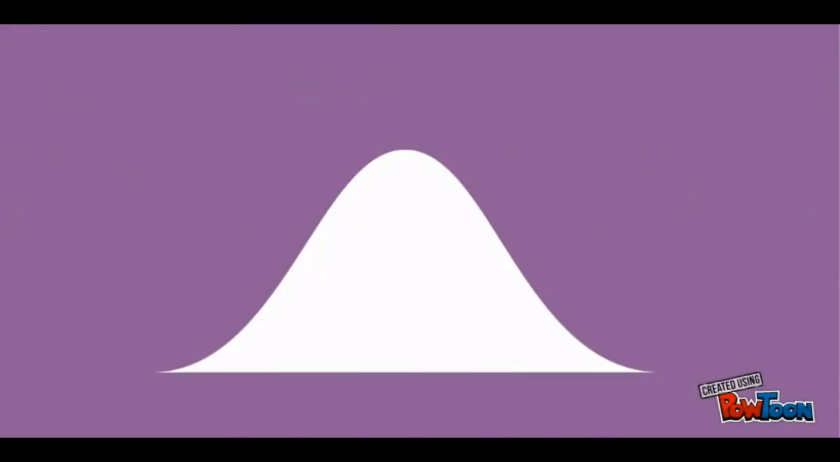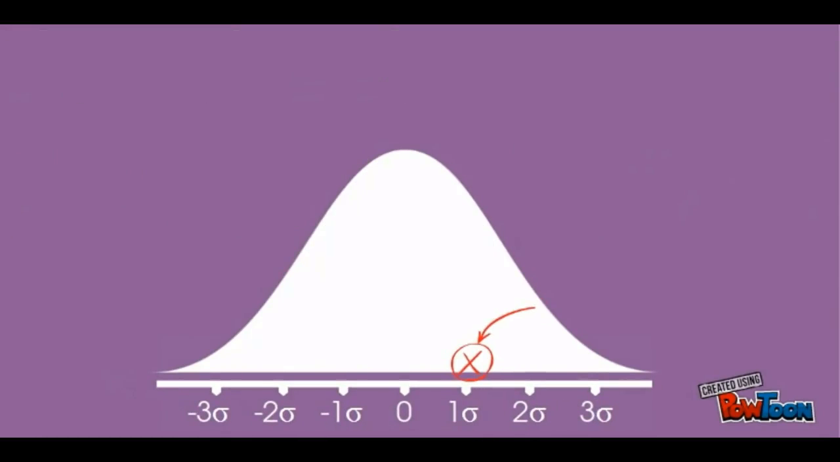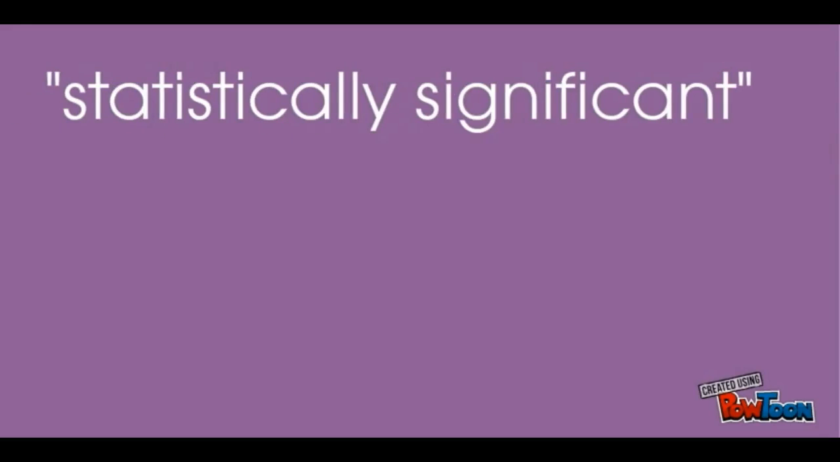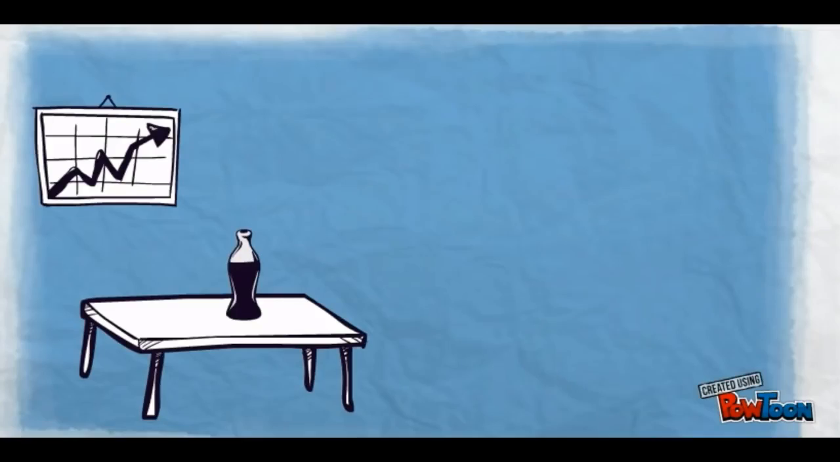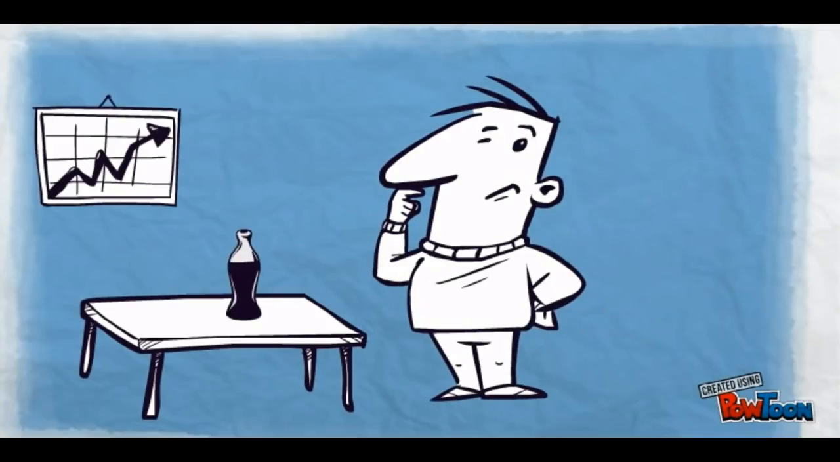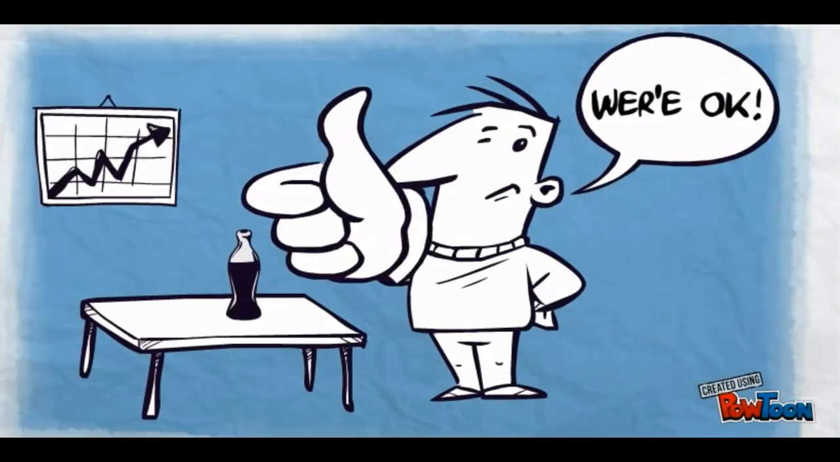A data point's distance from the mean can be measured by the number of standard deviations that it is above or below the mean. A data point that is beyond a certain number of standard deviations from the mean represents an outcome that is significantly above or below the average. This can be used to determine whether a result is statistically significant or part of expected variation, such as whether a bottle with an extra ounce of soda warrants further investigation into the production line.